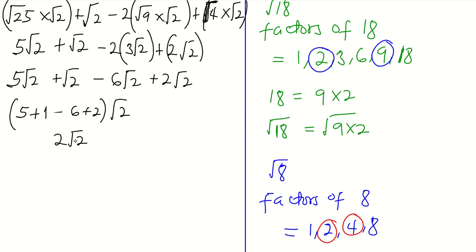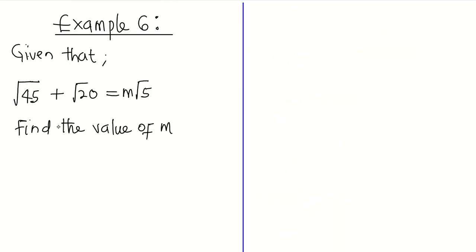Now we continue to the next example. In this example, it says that given that square root of 45 plus square root of 20 is equal to m square root of 5, find the value of m. We can see that in this question, the square root of 45 and square root of 20 are not in their reduced form or basic form.